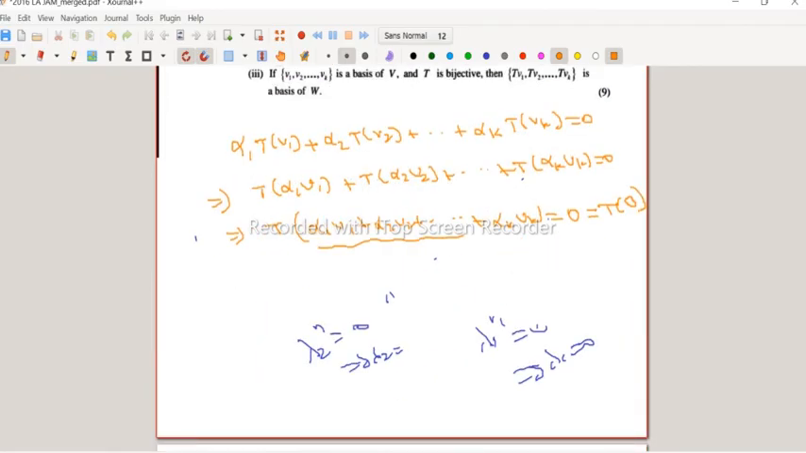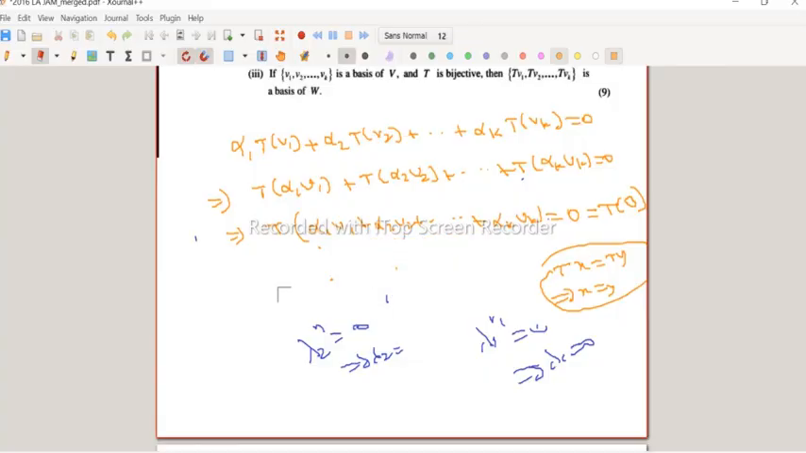Now what you will get? T of something equal to T of 0, and given that T is 1-1. Another definition is T of x equal to T of y implies x equal to y. That is the definition for 1-1. Now this T of something equal to T of something, therefore the something equal to something. Therefore, what is the something here? The left hand side, alpha 1 V1 plus alpha 2 V2 plus etc. plus alpha k Vk. Even you can say since T is 1-1, therefore the null space contains only 0.